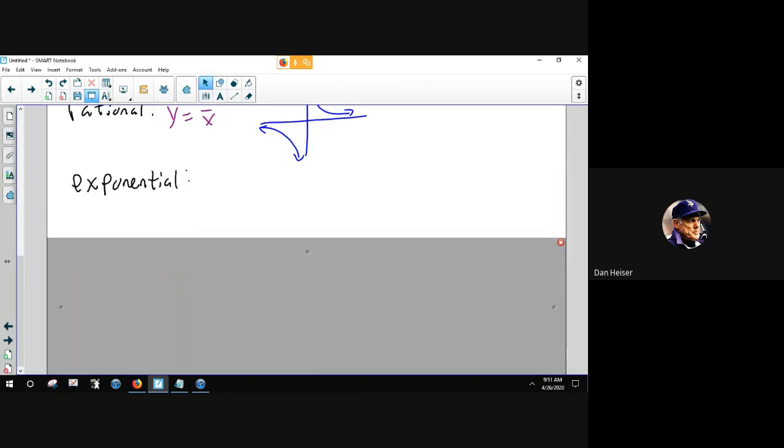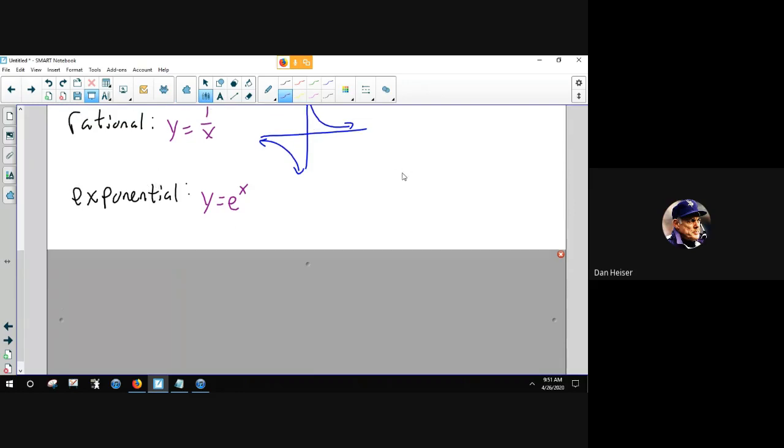Three more. Exponential function. Also notice that instead of writing y equals all the time, I could be writing f of x equals. Since we're graphing, I've gone to the y equals notation, but just understand that instead of y equals, this could also be f of x equals.